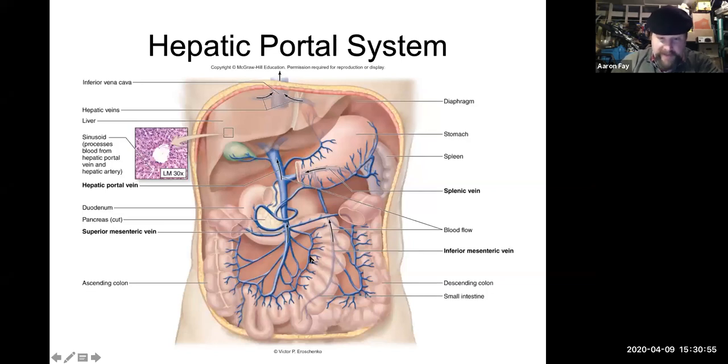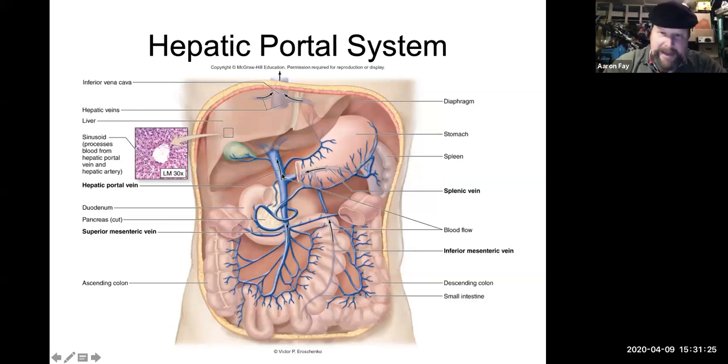So this system of veins that drains the organs of the digestive system to the liver is called the hepatic portal system. People tend to get a little bit confused by this because the hepatic portal vein is a vein that goes into an organ. That's weird. Everything else we've talked about, arteries go from the heart to an organ, and veins go out of the organ back to the heart.